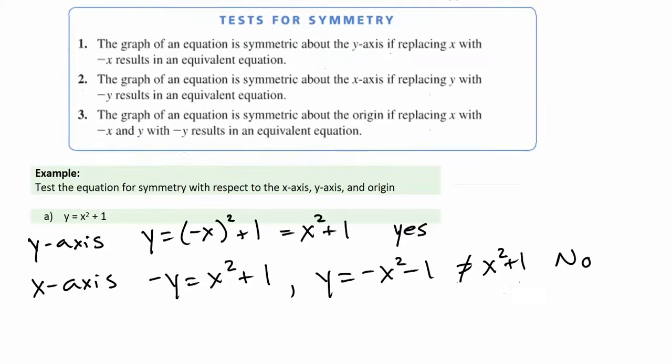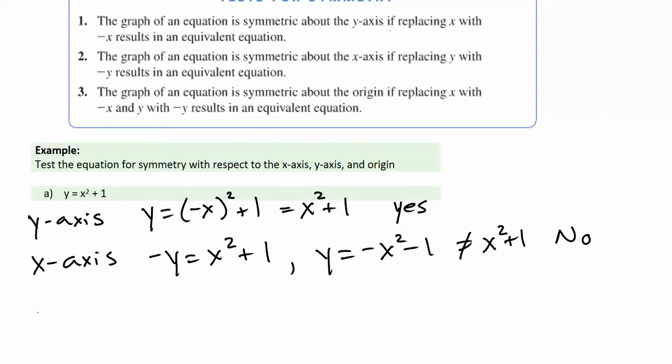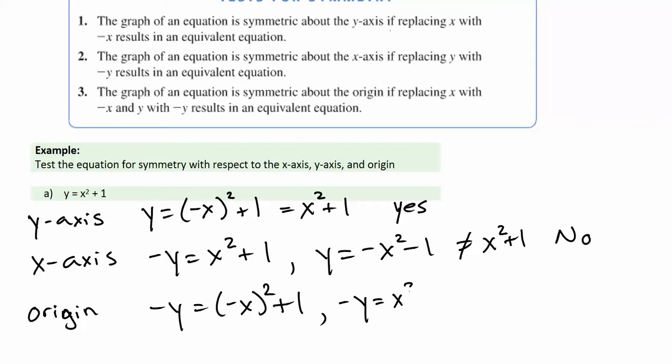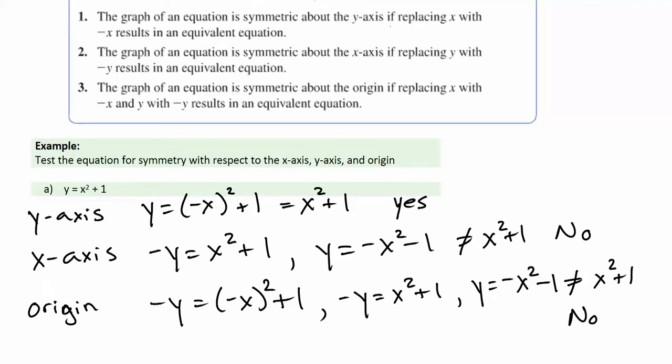For origin symmetry, you need to replace y with negative y and x with negative x and see if you get the same thing that you started with. Well, this is going to be very similar to what we have with x-axis. We're going to get negative y is equal to x squared plus 1, which would mean that y is equal to negative x squared minus 1, which is not equal to what we started with, which was x squared plus 1. So we also do not have origin symmetry. We only have y-axis symmetry on that one.